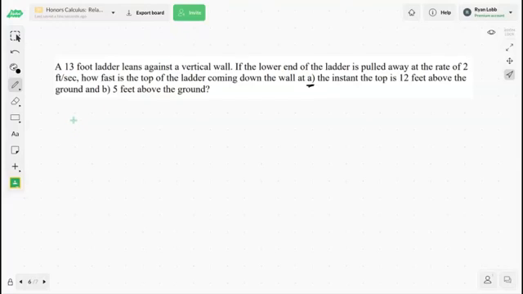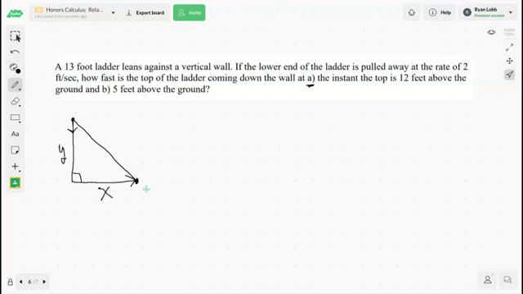So draw a diagram. Here's the wall. Here's your ladder. Here's the base. So you see it creates a triangle. What we're doing is pulling this point away from the wall. As you pull it away, this point is going to be moving down the wall. You want to be thinking of what quantities are changing, so let's label them with variables. Let's call this X. This quantity is changing. Let's call this Y. And then this is the length of the ladder.